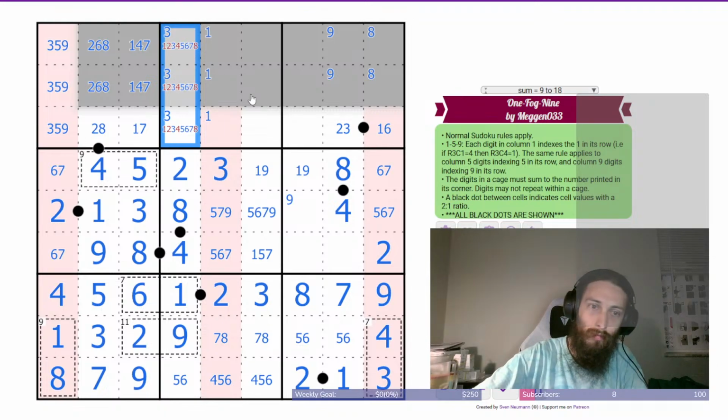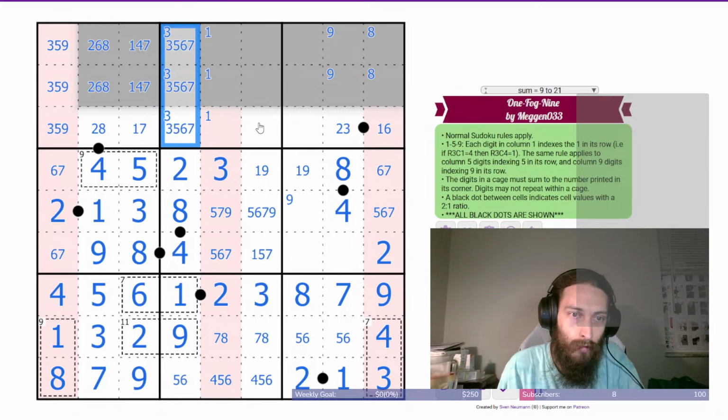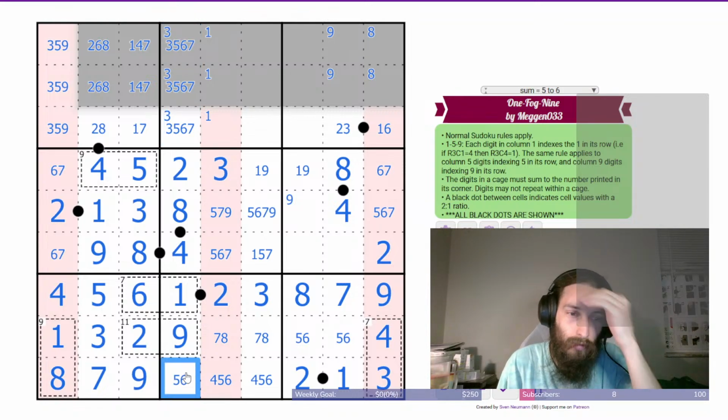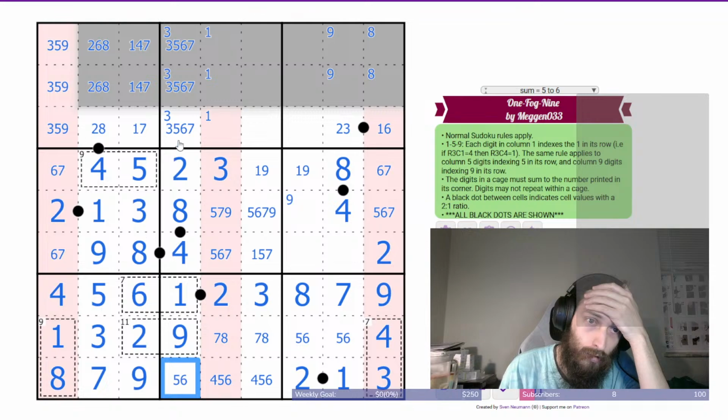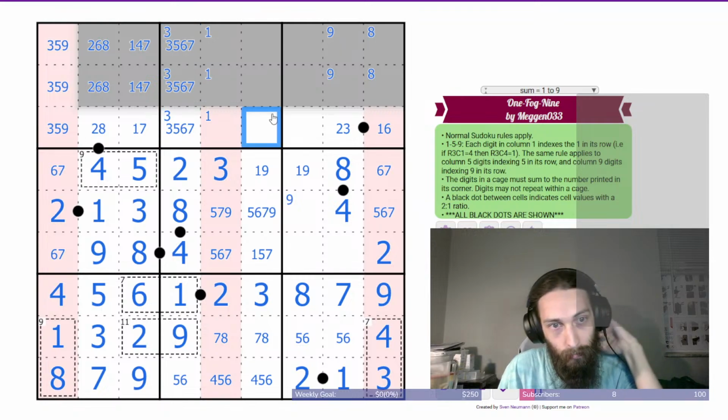Left over in this column: 8, 4, 1, and 9. If this is a 5, then this is neither 3 or 6. It would be a 7. But if this is a 6, it doesn't really.